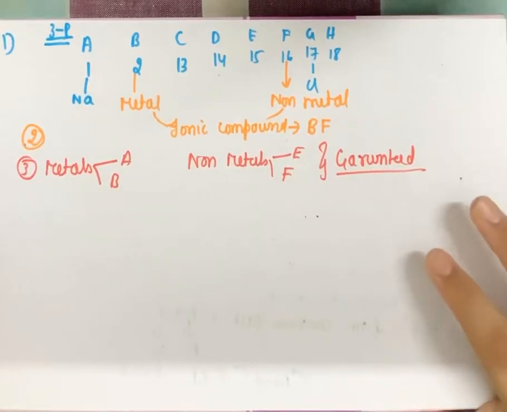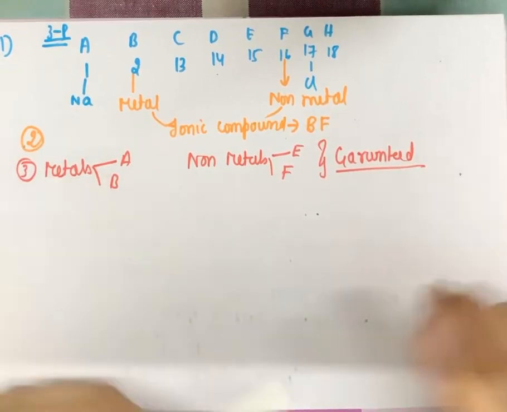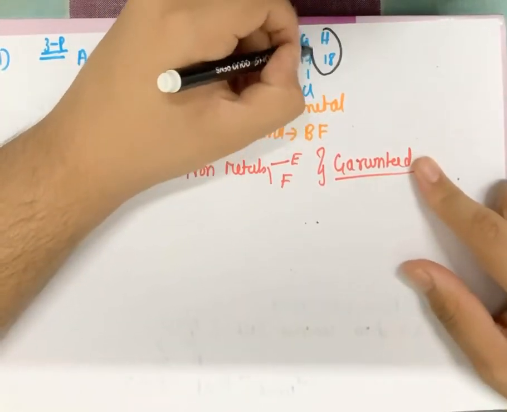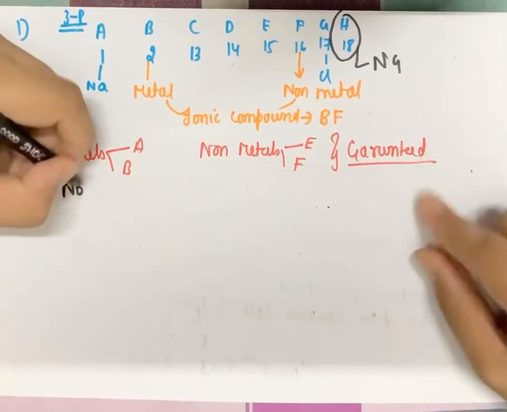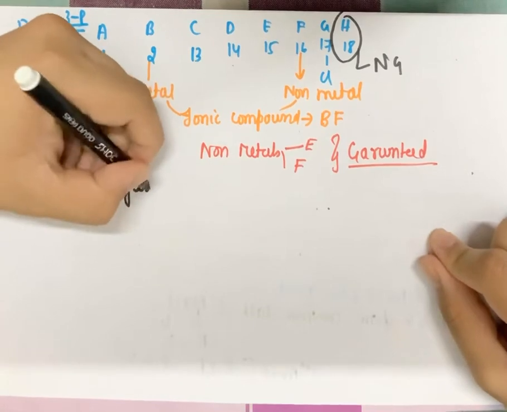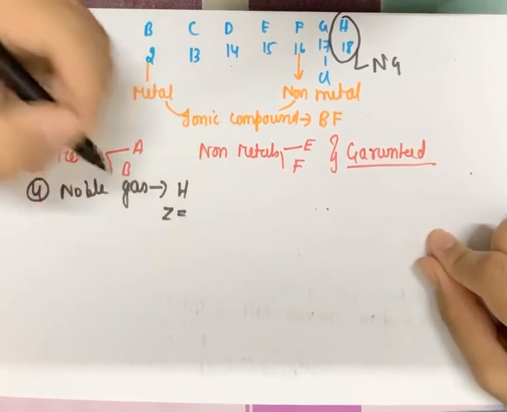We don't need to look at the question also. The last member of each group is always a noble gas because it has a complete filled valence electron shell. So this is the noble gas. So part number 4, noble gas is which one? Is H. Now atomic number of H, Z is how much?